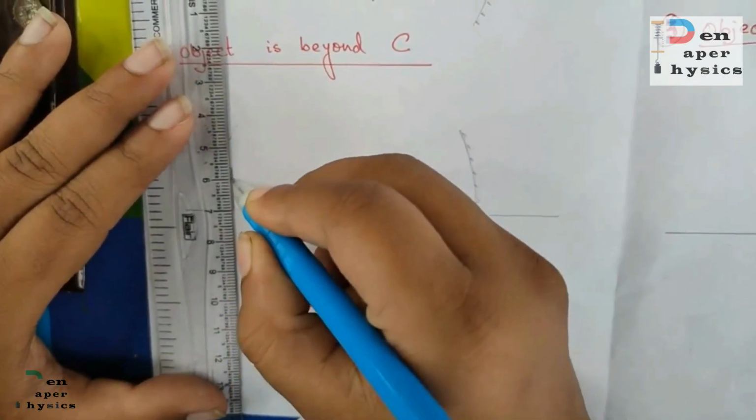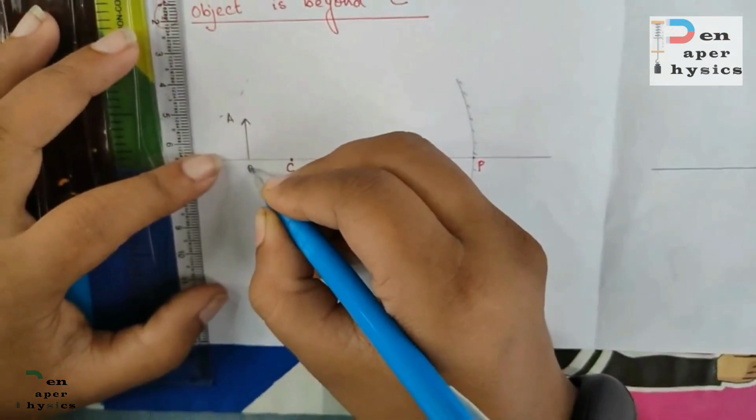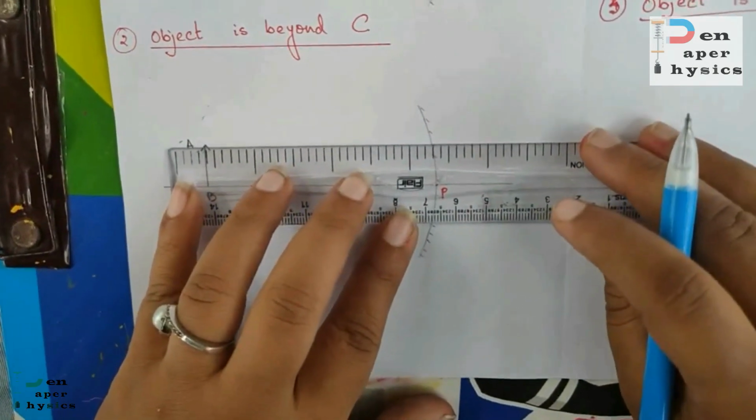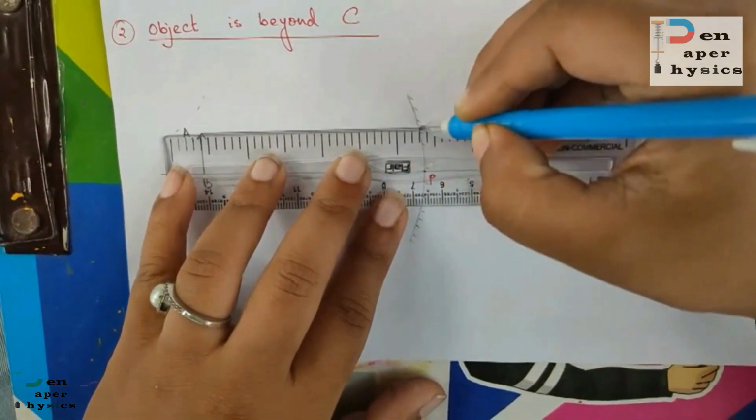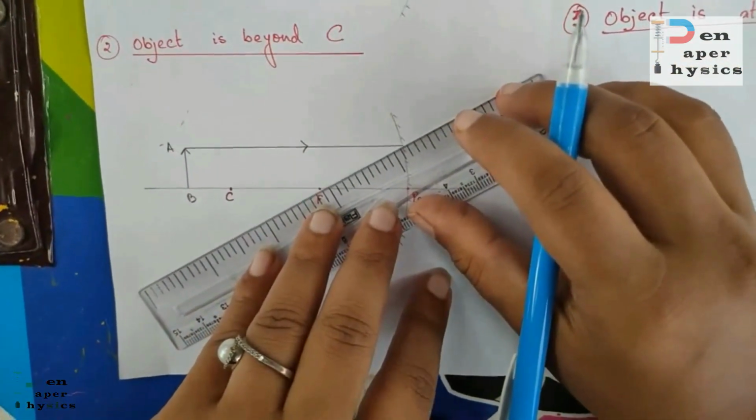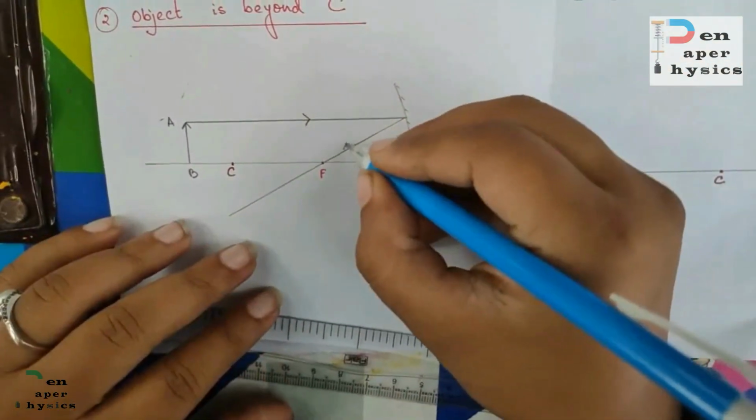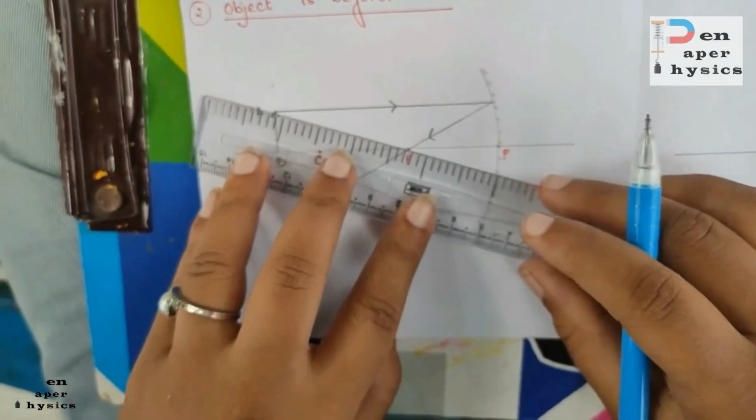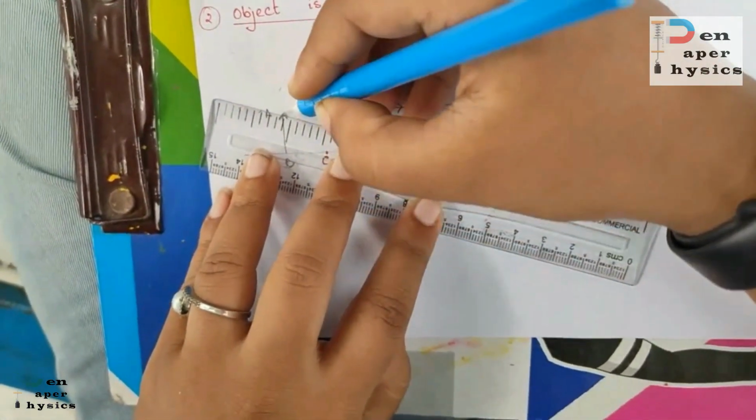So draw an object AB beyond C. Draw a parallel ray from A. Parallel to whom? Parallel to the principal axis. Then join the point of incidence and the focus and extend the first reflected ray. Then draw another incident ray passing through focus. So join A and F and extend it till the mirror.